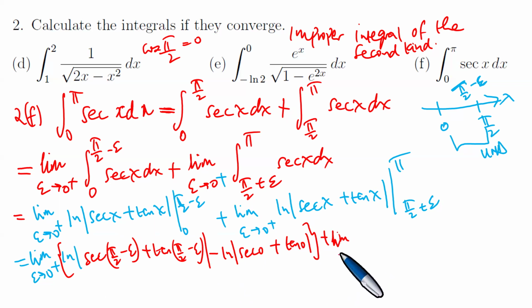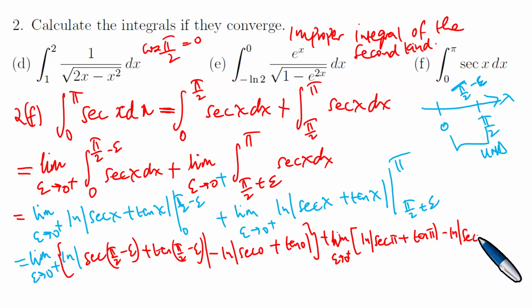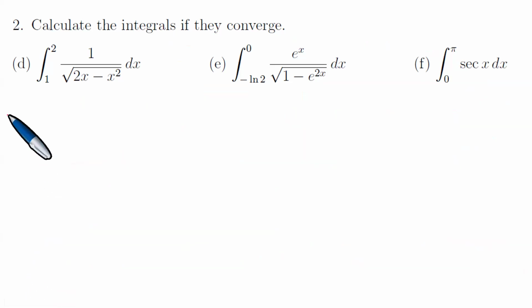Which is plus the limit, which is the secant of pi over 2 plus epsilon plus the tangent of pi over 2 plus epsilon. So we continue. Which is 0 to pi the secant, which is the limit.